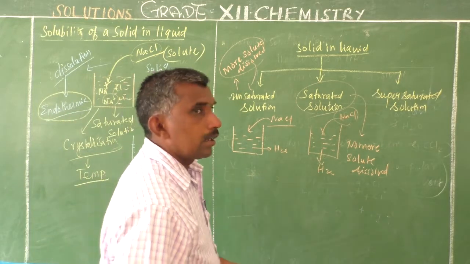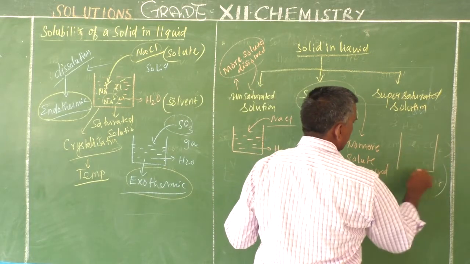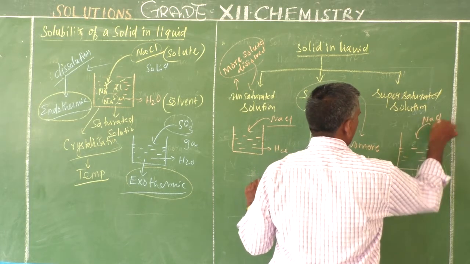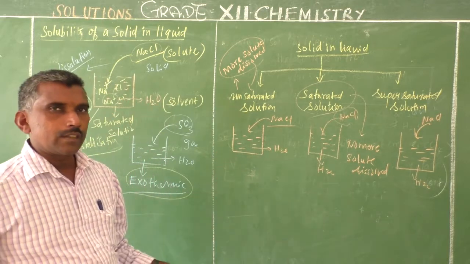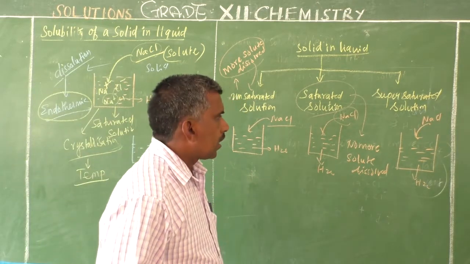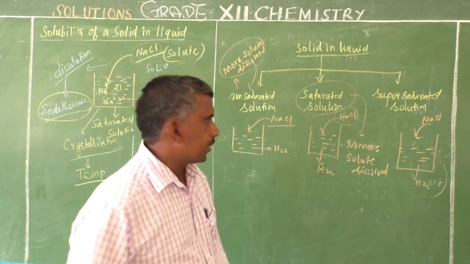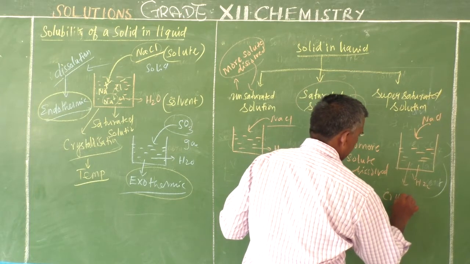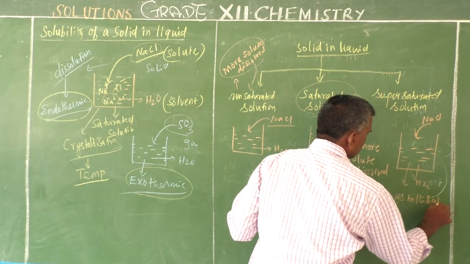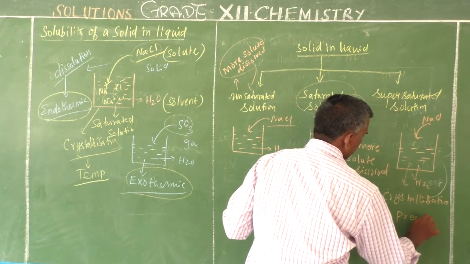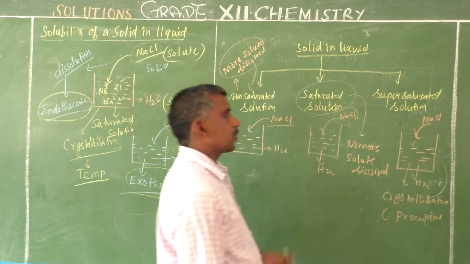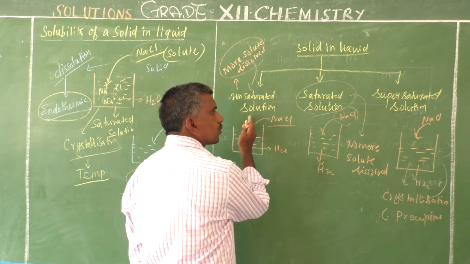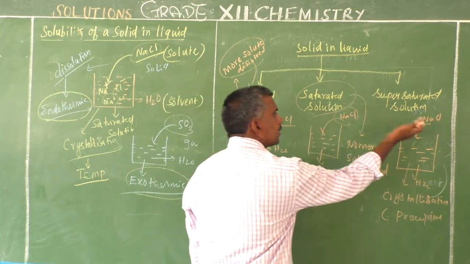Now, supersaturated solution. In the same beaker filled with water, you add sodium chloride continuously. First it becomes unsaturated, then saturated. Then when you add extra sodium chloride, that is a supersaturated solution, where crystallization takes place, that is, precipitation forms.